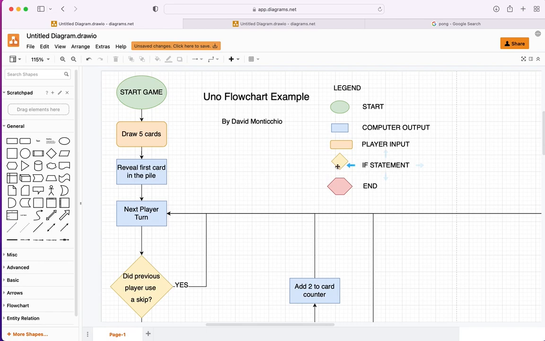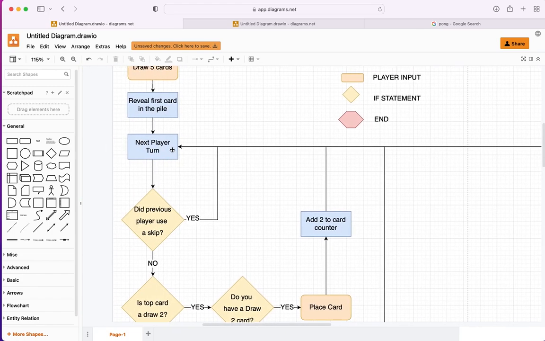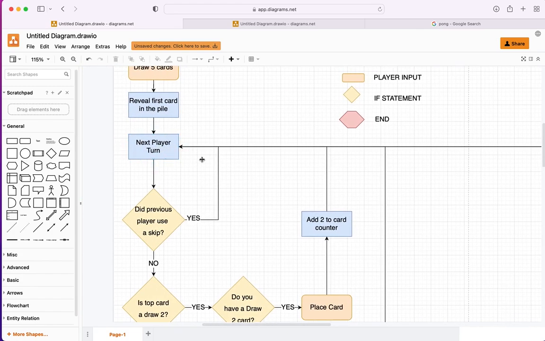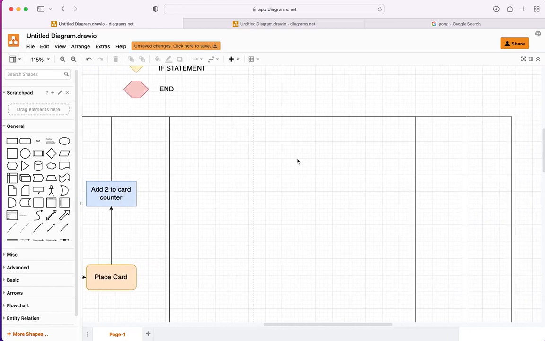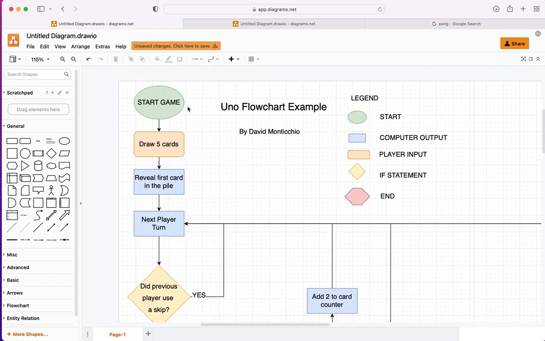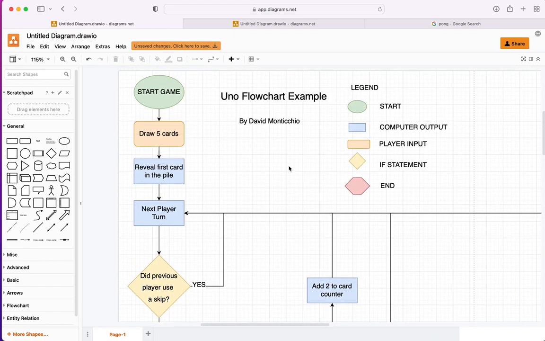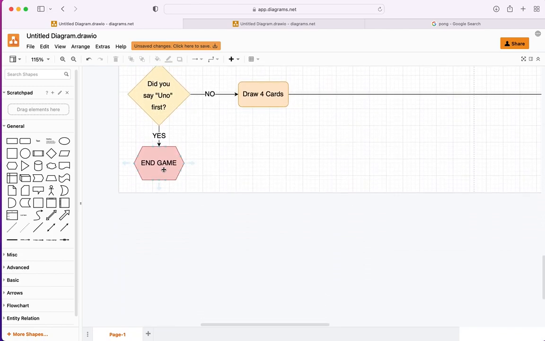My if statements, my conditional branches and logic, my loops, I've got multiple loops all through this. How many different things go back into next player turn? One, two, three, four, five, six different things here go back into next player's turn eventually. And my start point, my end point, so that I can go from top to bottom, and I have a straight path going down from beginning to end.